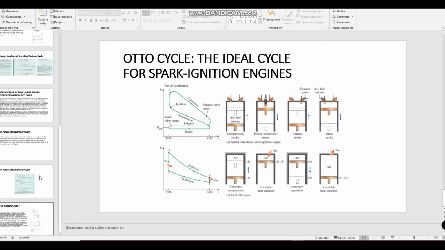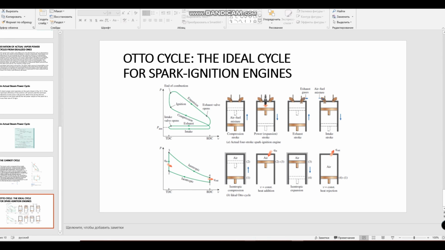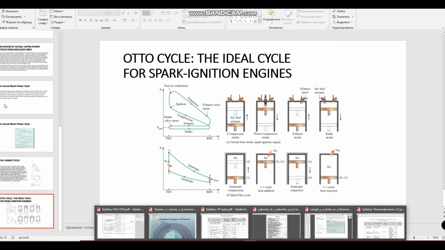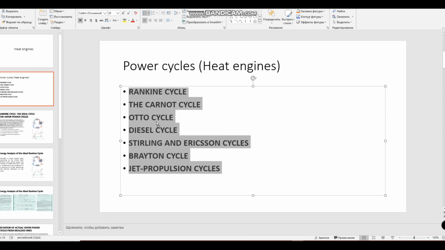Well, that's the end of the lecture. In the following lecture we will finish by studying the other cycles. If you are interested, please prepare presentations for explaining the work of this cycle.